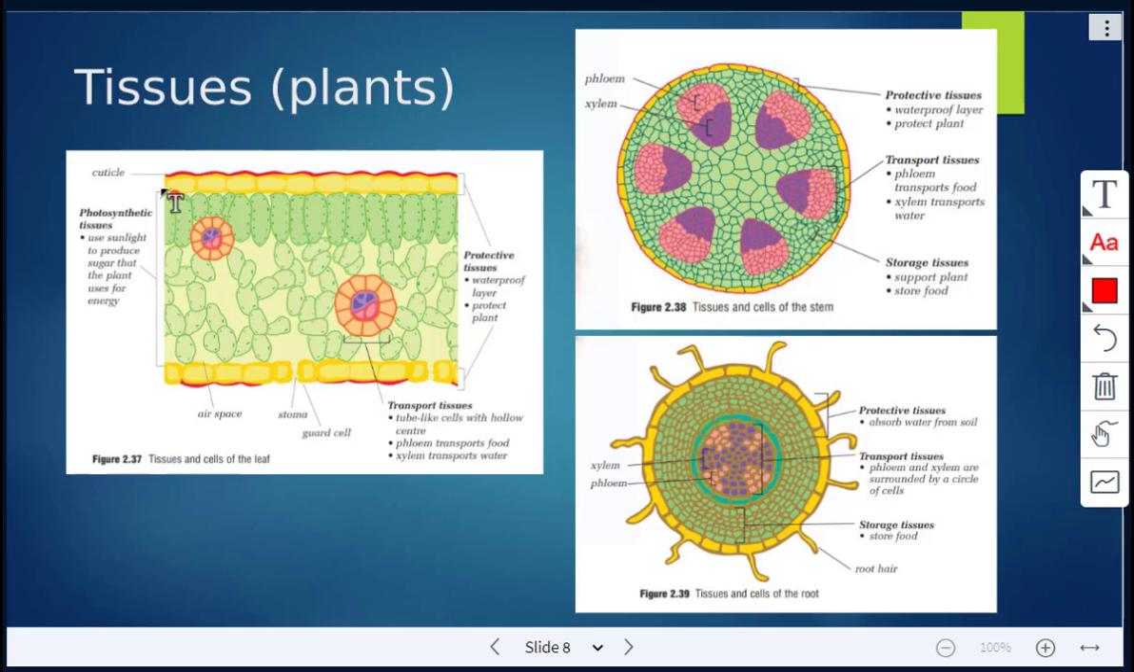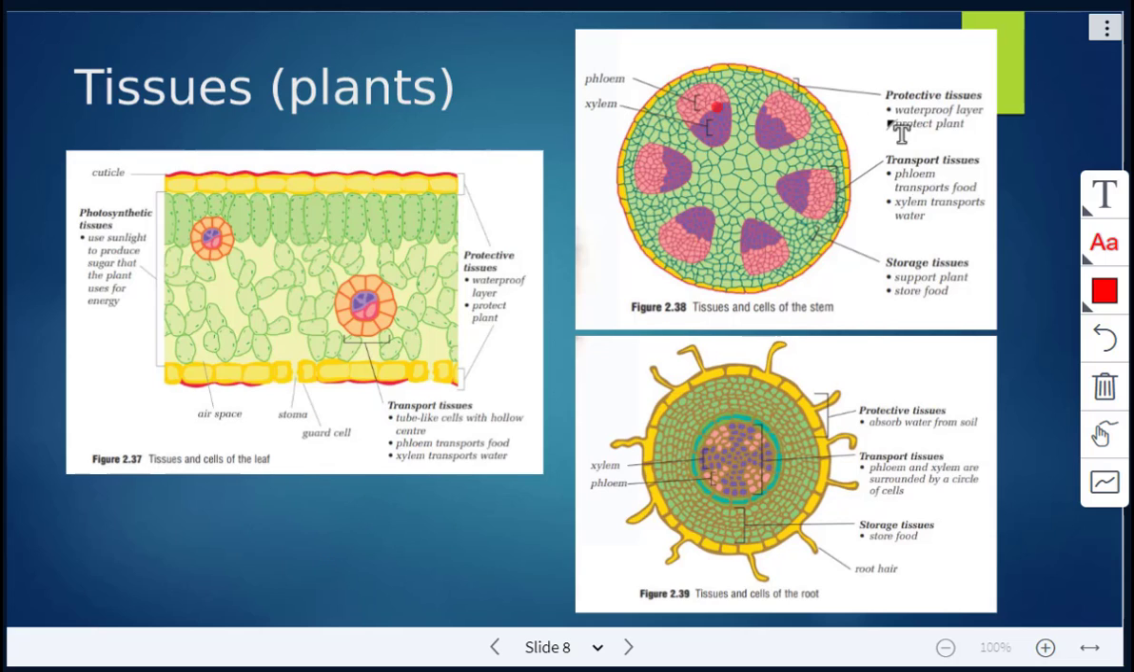Next we have the photosynthetic tissues, shown here in the middle. That's where photosynthesis occurs. So sunlight is captured to produce sugar that the plant uses for energy. And then the transport tissues here. The phloem transports food, the xylem transports water. So these are the tube-like cells with the hollow center. Keep in mind here also we see the stoma and the guard cell to allow for gas exchange as well as transpiration.